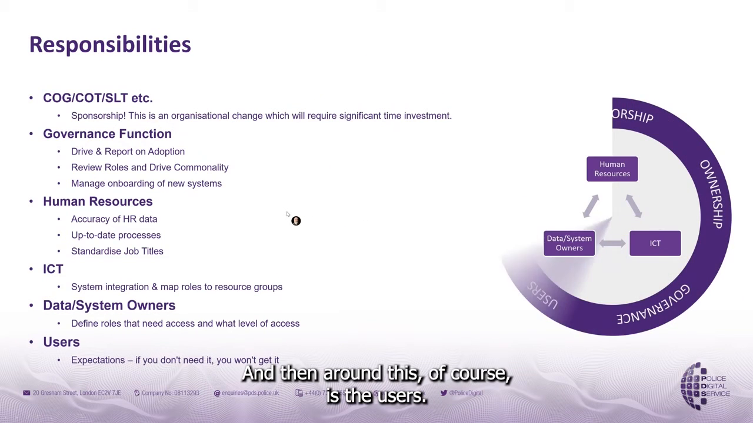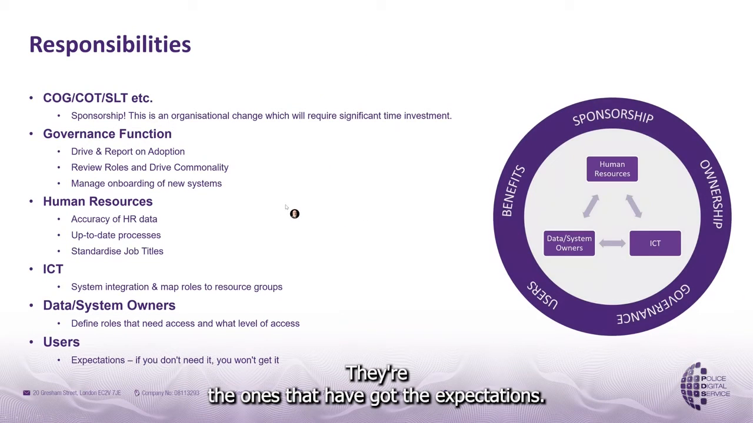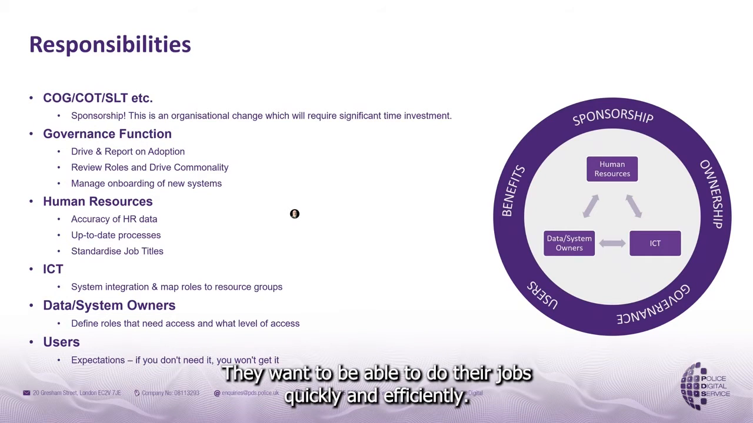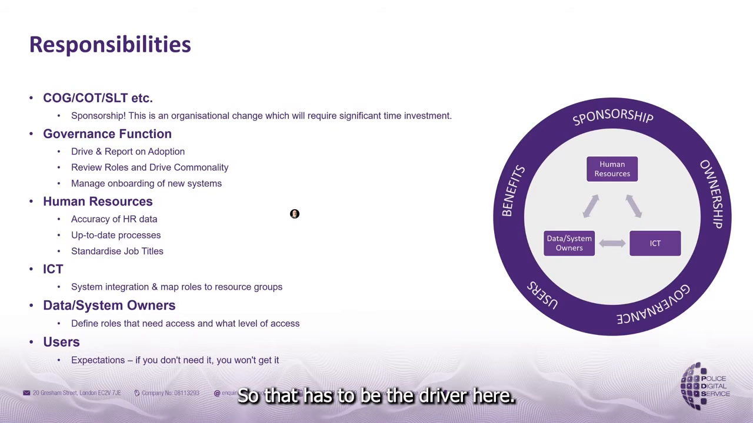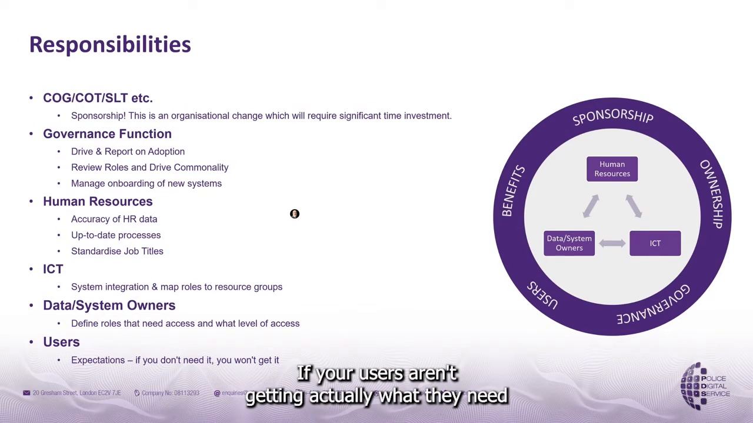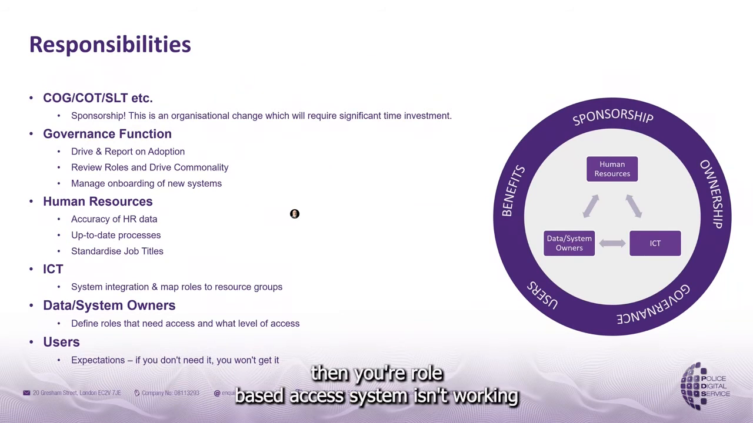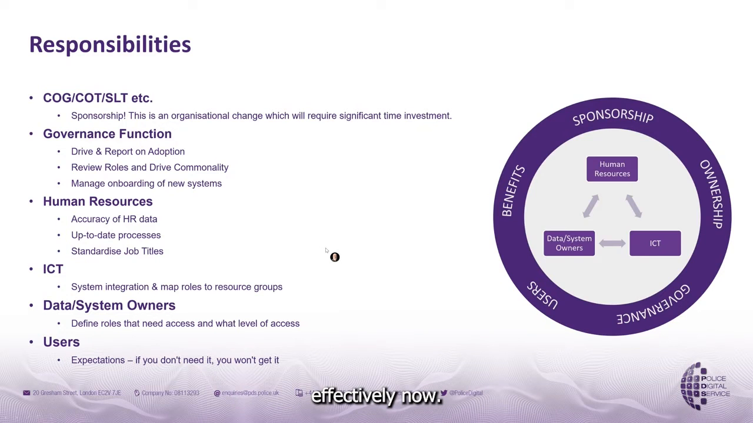And then around this, of course, is the users. They're the ones that have got the expectations. They know what they need to get out of this. They want to be able to do their jobs quickly and efficiently. So that has to be the driver here. If your users aren't getting actually what they need and they're still having to phone the service desk to try and chase things up, then your role-based access system isn't working effectively.